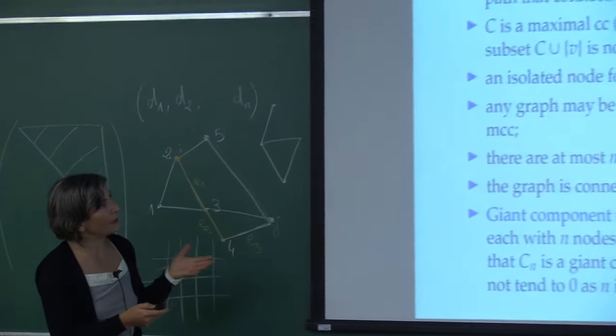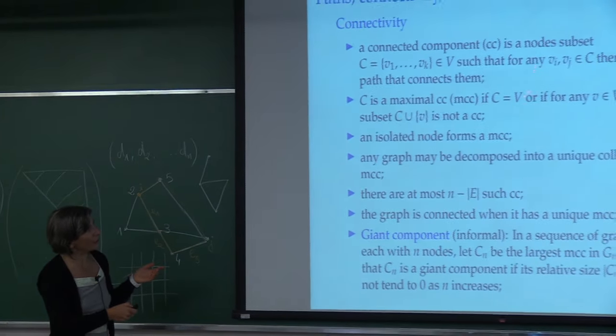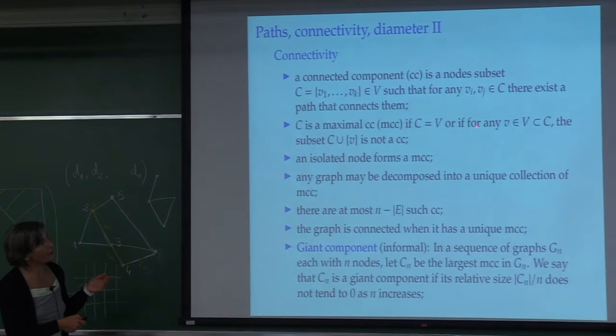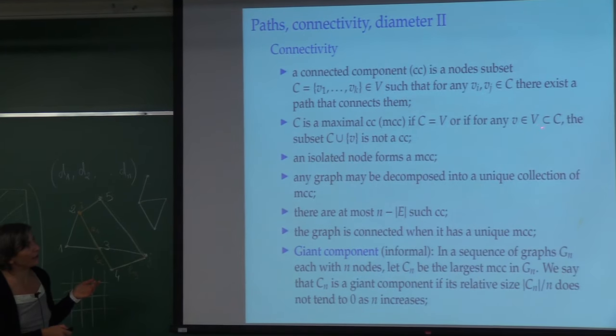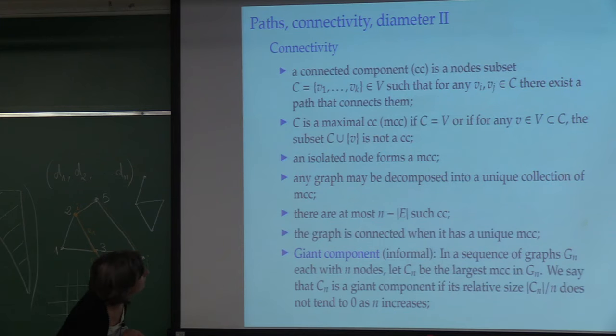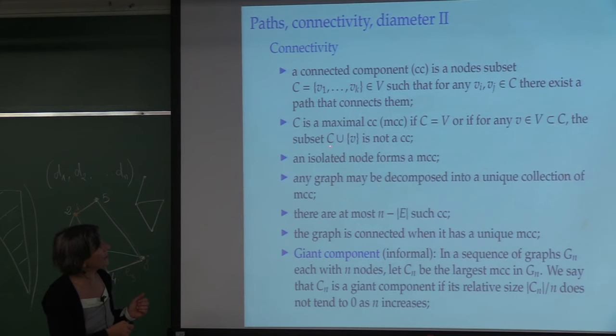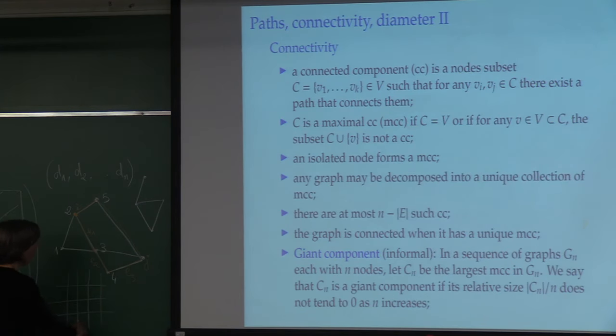So that's the definition of a connected component, and we say that a subset C is a maximal connected component, MCC, if it is either equal to all the set of nodes, or if any time that I take a node V not in C, the subset C and V is not a connected component. So I cannot add anything, because formally the orange graph here is a connected component, but it's not maximal, okay? And the maximal would be all this, okay?